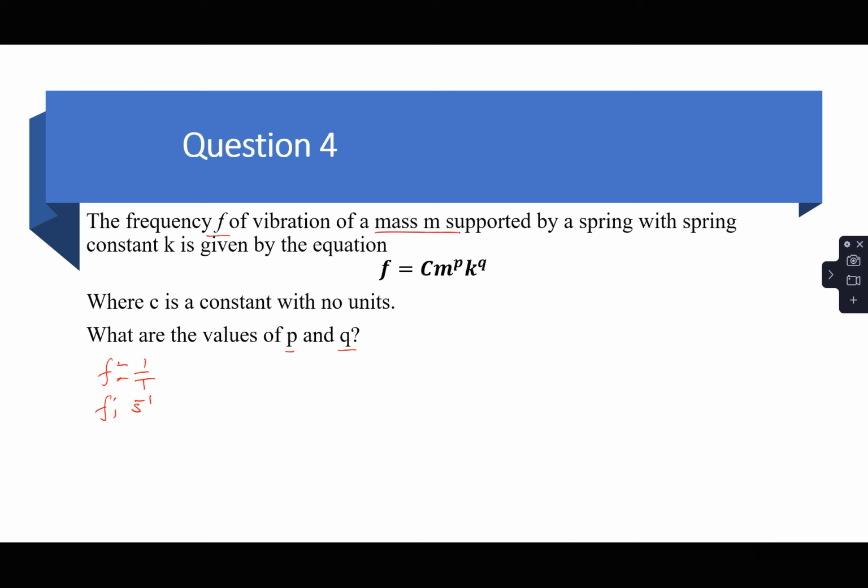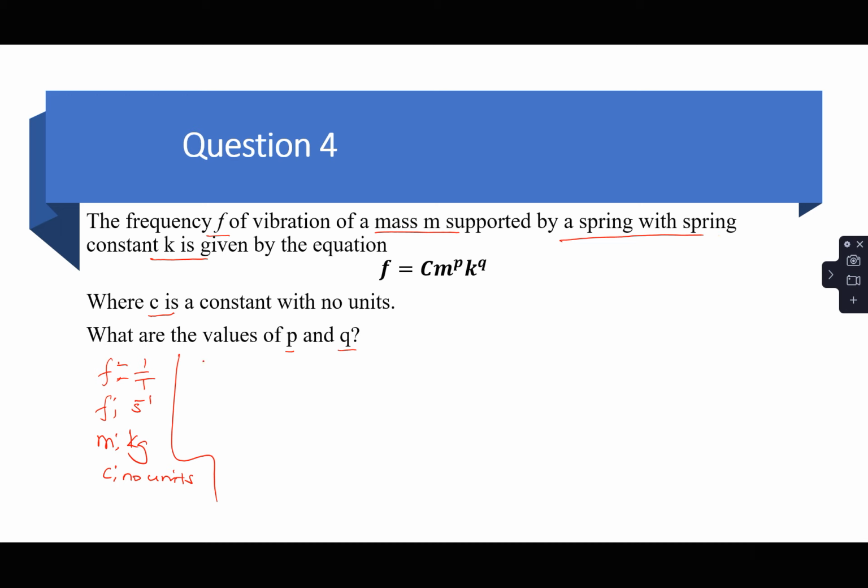Then they have defined m as mass, so the base units of mass are kilograms. Then they have defined k by that equation, where c is a constant with no units. So they have said c has no units, so we shall not bother about c. So we are now going to simply equate these quantities. They said the spring with a spring constant k. Before we equate, let's find the base units of k.